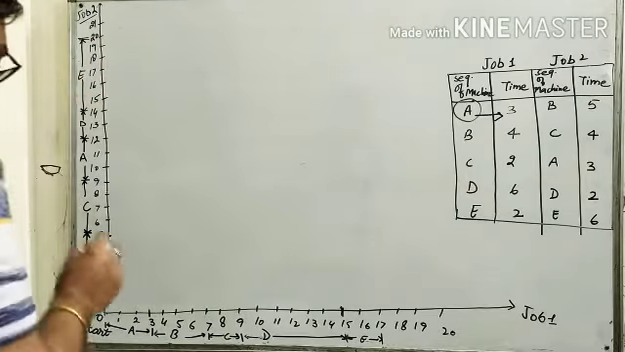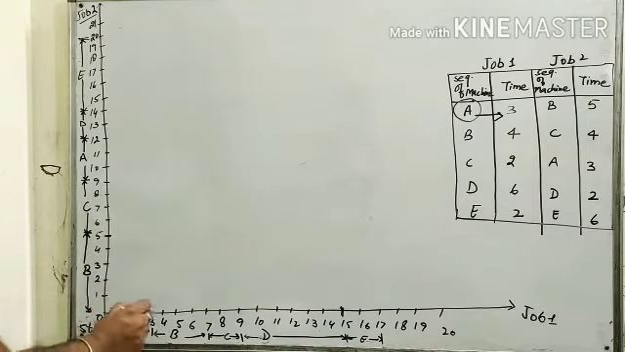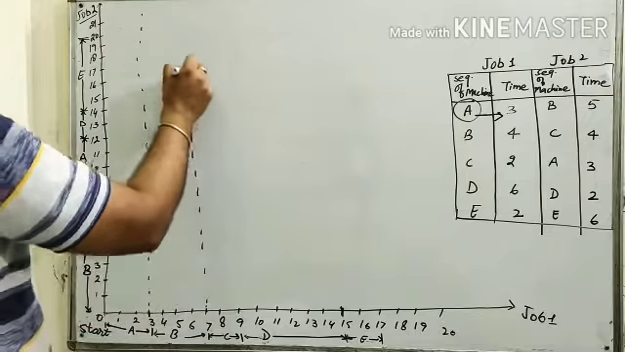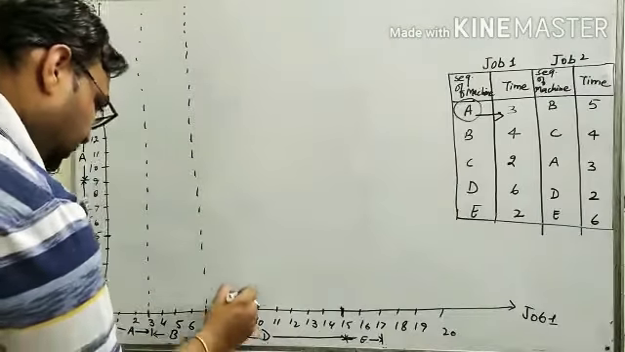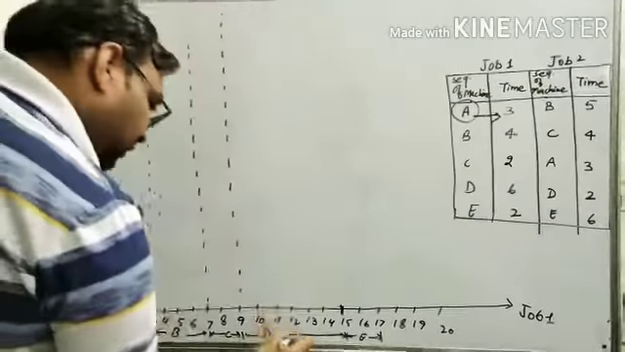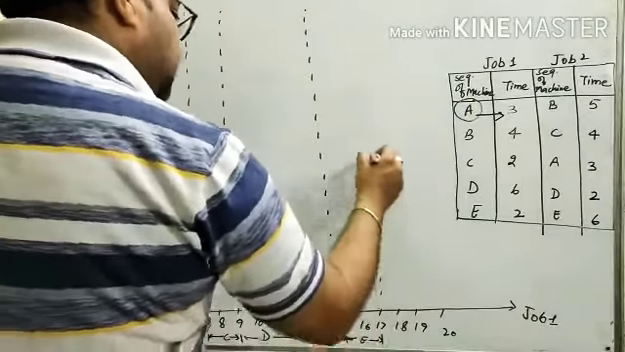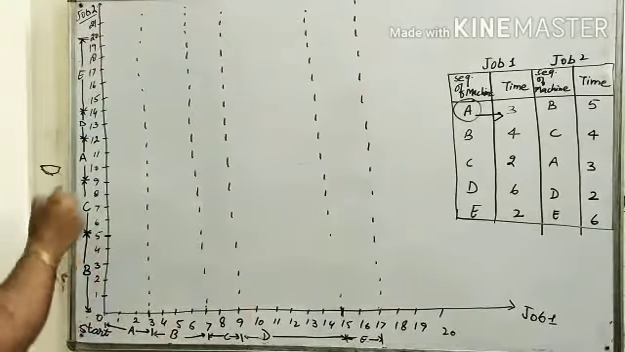So we have to draw some dotted lines along with the job sequence. That is, A ends at this point, so a line is drawn. C will end on 9, D will end on 15, and E will end on 17, and the same for the other job 2.